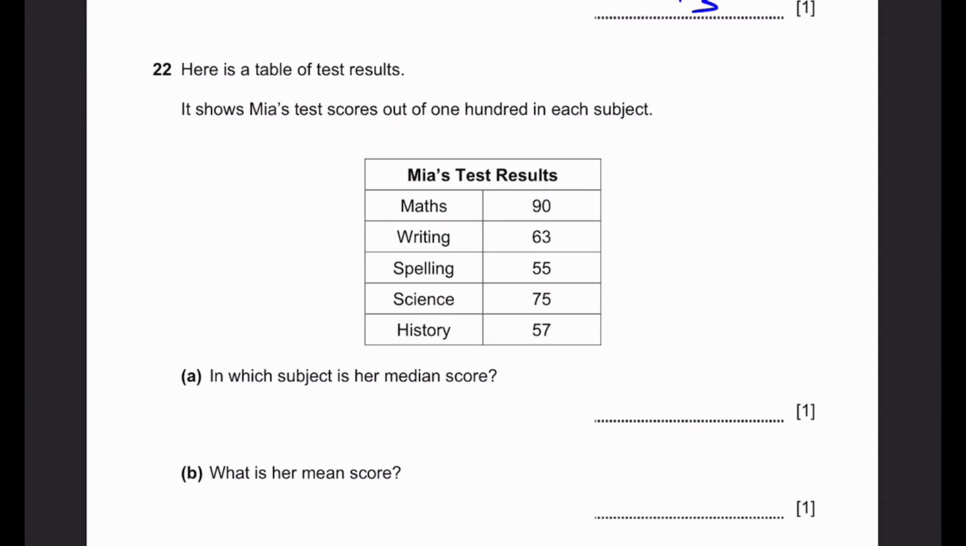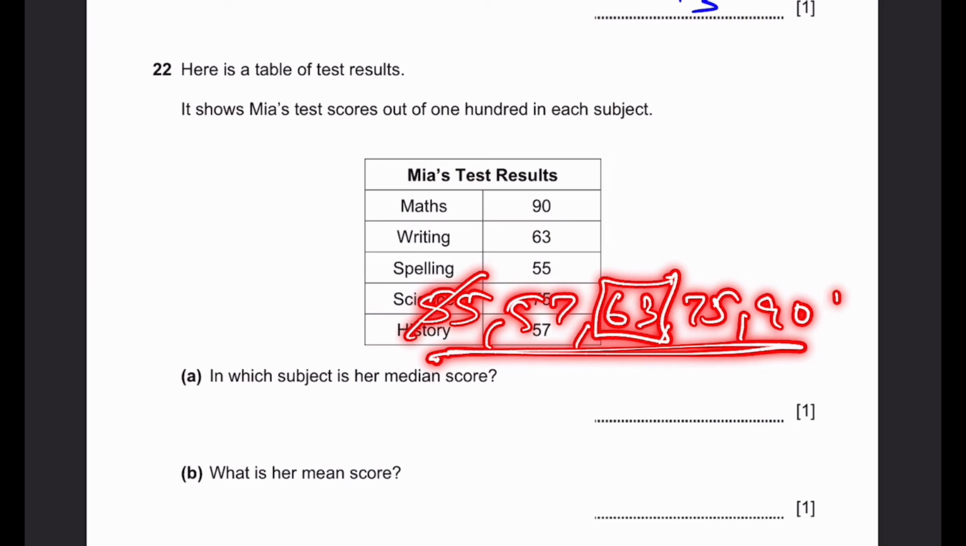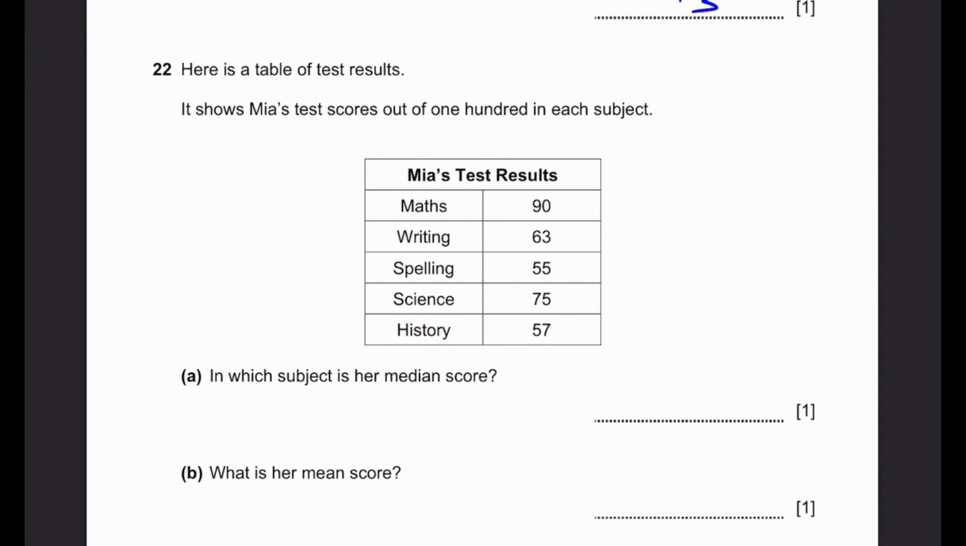Question 22. Here's a table of test results. It shows Mia's test scores out of 100 in each subject. A. In which subject is her median score? Her median score is the middle score. So you arrange it 55, 57, 63, 75, 90 in all 5 subjects. The median will be the middle, which is 63 after doing a traditional cancellation method. So 63 is written as given in the table.